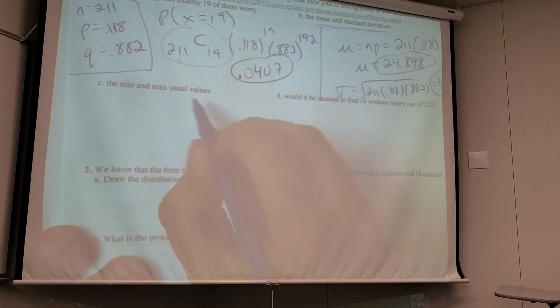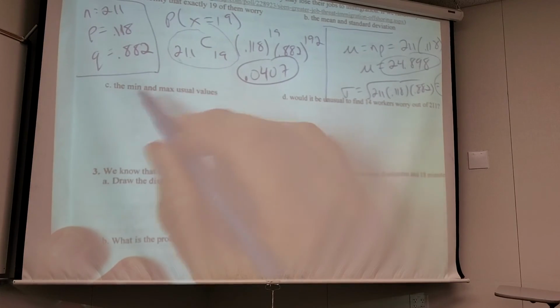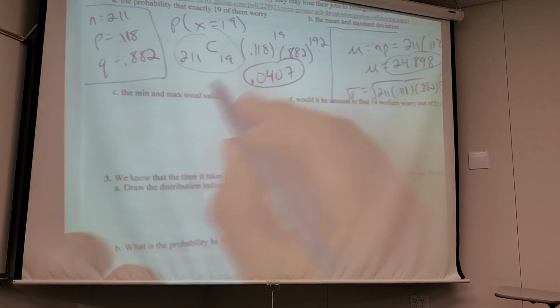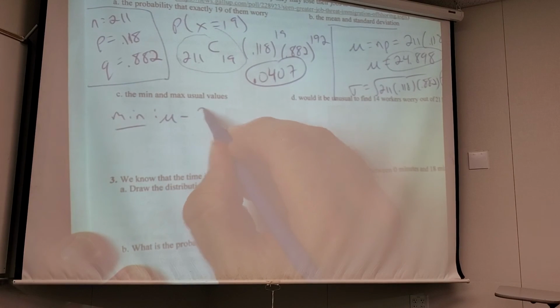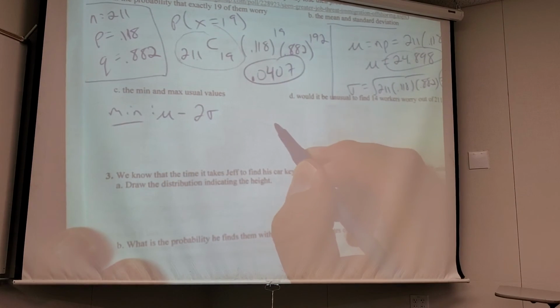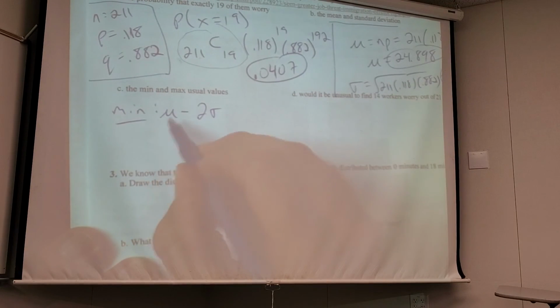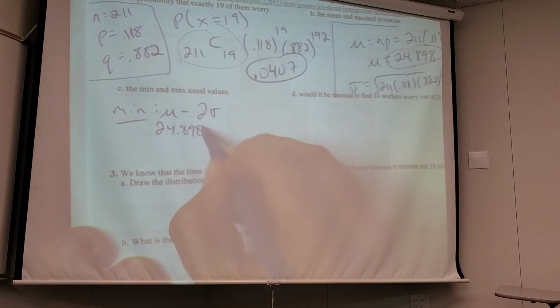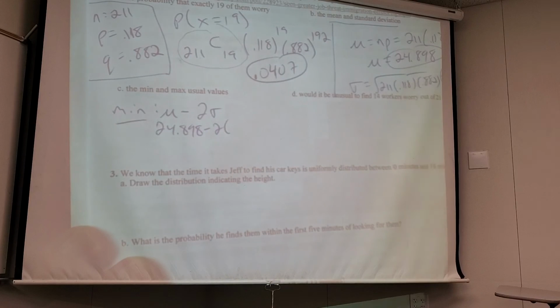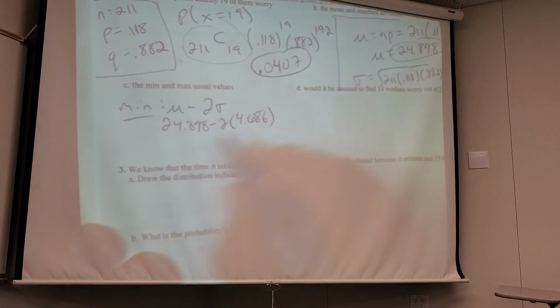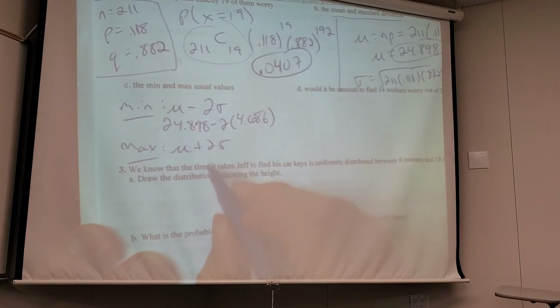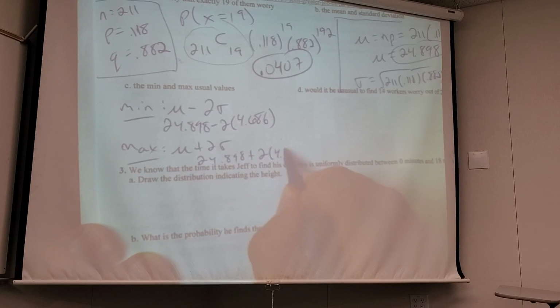How do I get these? The min would be the mean minus 2 standard deviations. So that would be 24.898 minus 2 of these. And the max would be mean plus 2 standard deviations. So it'll be 24.898 plus 2 of these.